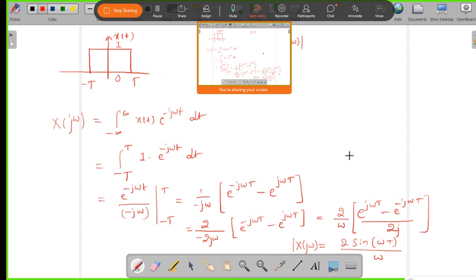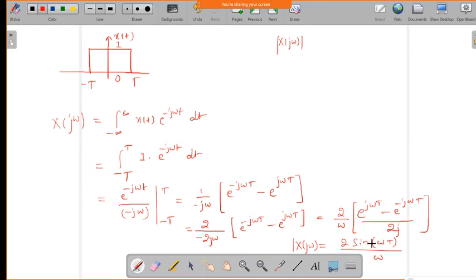So if you have omega equal to 0, then it will give an indeterminate form. So now use the L'Hospital rule to find the value of X of j omega at omega equal to 0. The L'Hospital rule says to differentiate the numerator and the denominator separately. So you will get 2 into cos of omega t, and with respect to omega we are multiplying by t, divided by the derivative of omega, which is 1.